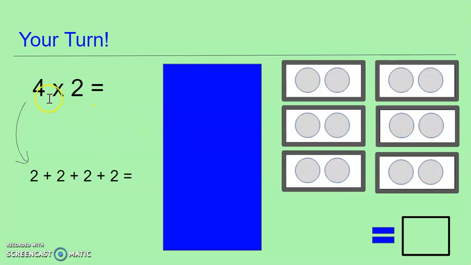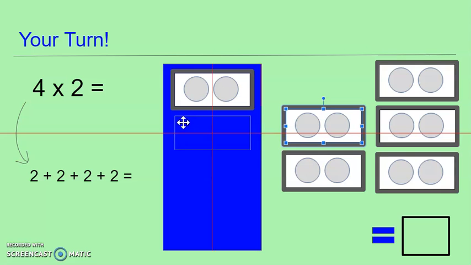So this is 4 times 2, or 4 groups of 2. Okay? So 4 groups of 2 is the same as 2 plus 2 plus 2 plus 2, right? 4 groups of 2, let's show that with our models here, okay? So 4 groups of 2. Each of these has 2 in it. So our groups of 2 are taken care of. We need 4 groups of 2. So let's put 4 of these groups into this blue space.